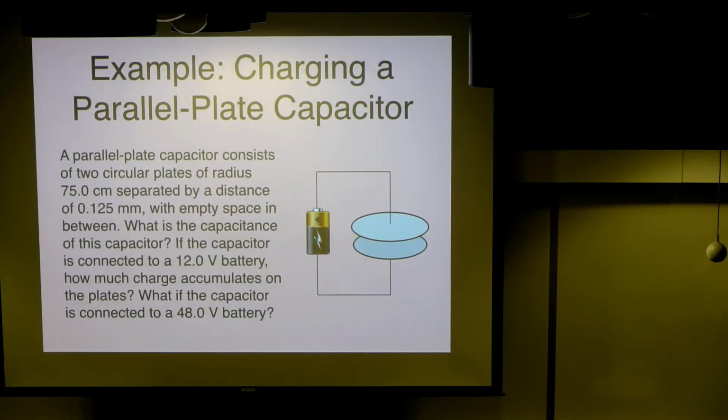Okay, let's do an example real quick. We have a parallel plate capacitor here. It consists of two circular plates of radius 75 centimeters, and they're separated by a distance of 0.125 millimeters. And we're assuming that there's just empty space in between the two plates. So first question is, what is the capacitance? Then two follow-up questions. Let's say we connect this capacitor to a 12-volt battery. How much charge will accumulate on the plates? And then second follow-up, what if we use a 48-volt battery instead?